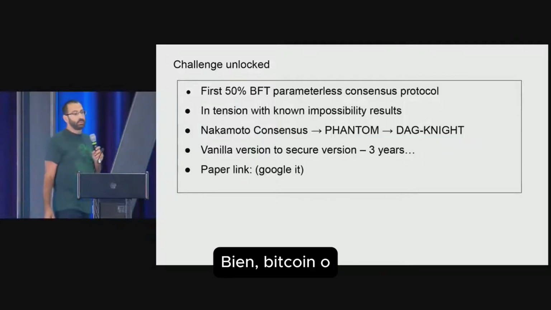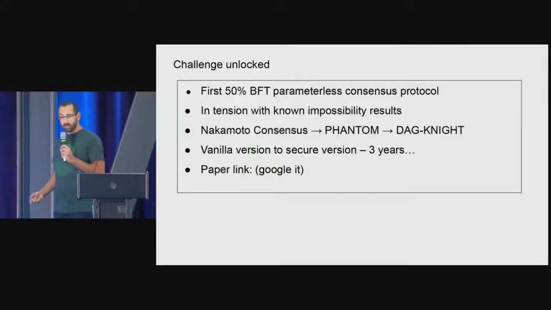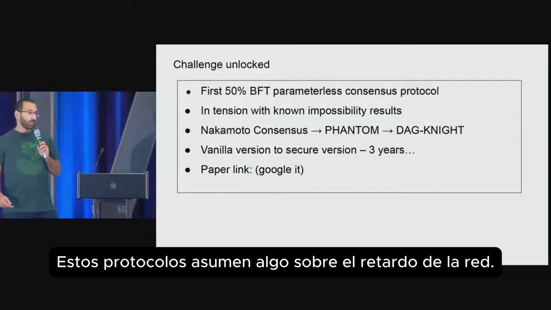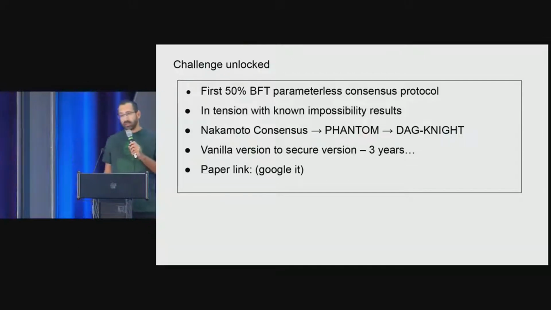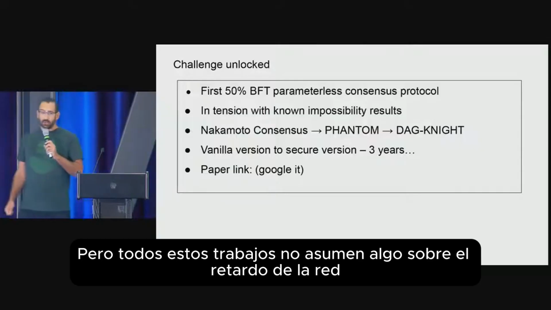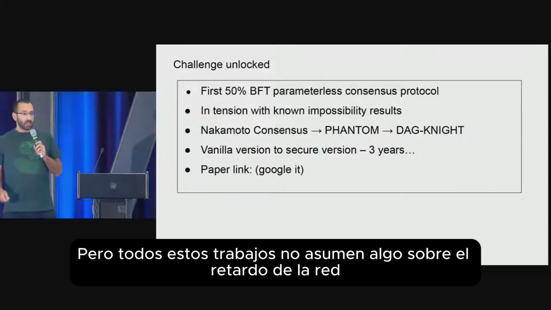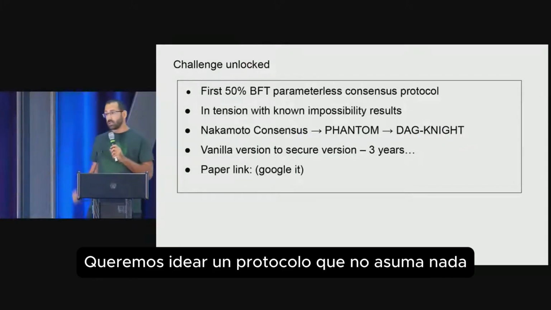Bitcoin, or in its formal name, Nakamoto Consensus, or Phantom Ghost DAG, these protocols assume something about network delay. Bitcoin assumes network delay is much smaller than 10 minutes. Phantom Ghost DAG assumes a different parameter, but all of these works assume something about the network delay. And we want to devise a protocol that does not assume anything.